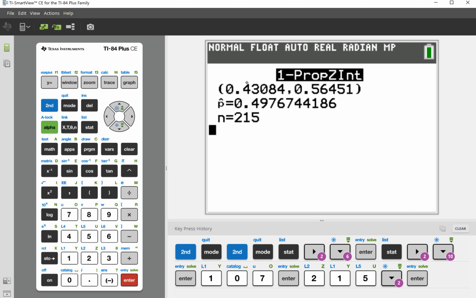So we would say we are 95% confident that the true population proportion of undergraduates in psychology and communications who pray a few times a year is between 0.43 and 0.56.